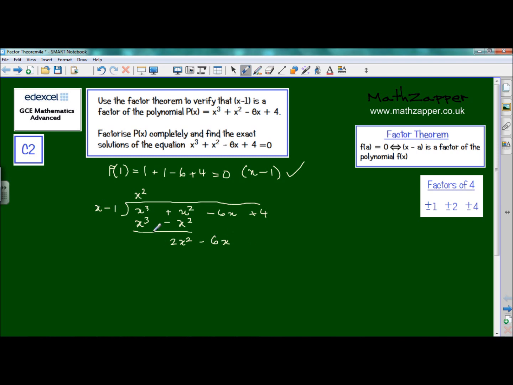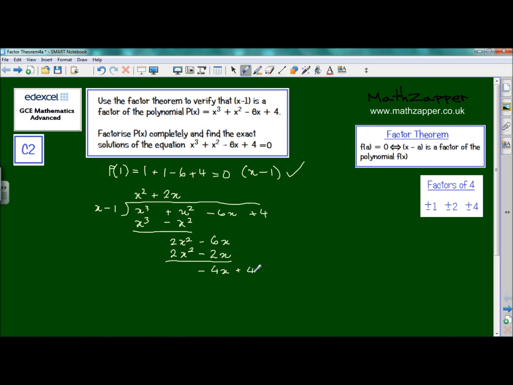What do we multiply x by to get 2x squared? We multiply it by positive 2x. So we can put that at the top. Now we multiplied 2x by x, giving us 2x squared. Write the answer there. Followed by 2x multiplied by minus 1, which is minus 2x. And again, we subtract the bottom line from the top line. 2x squared minus 2x squared, 0. Minus 6x minus 2x is the same as minus 6x plus 2x, which is minus 4x. And then we bring down the next term.